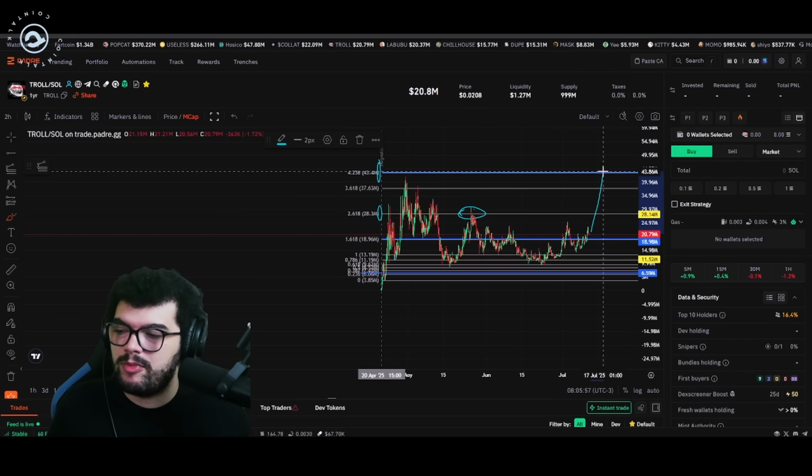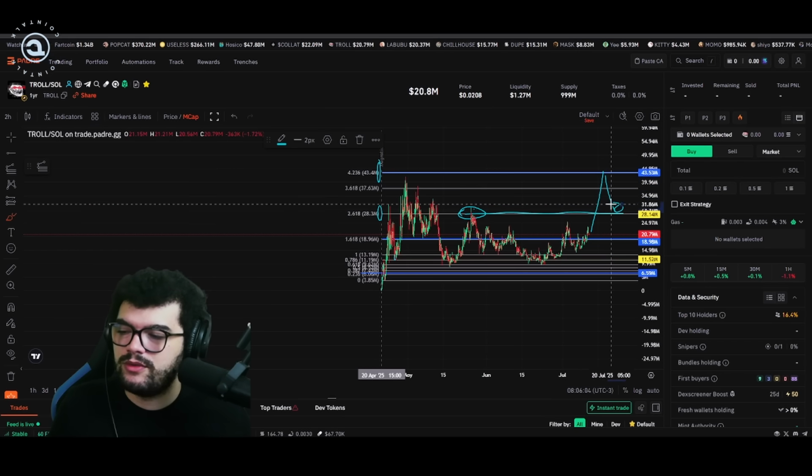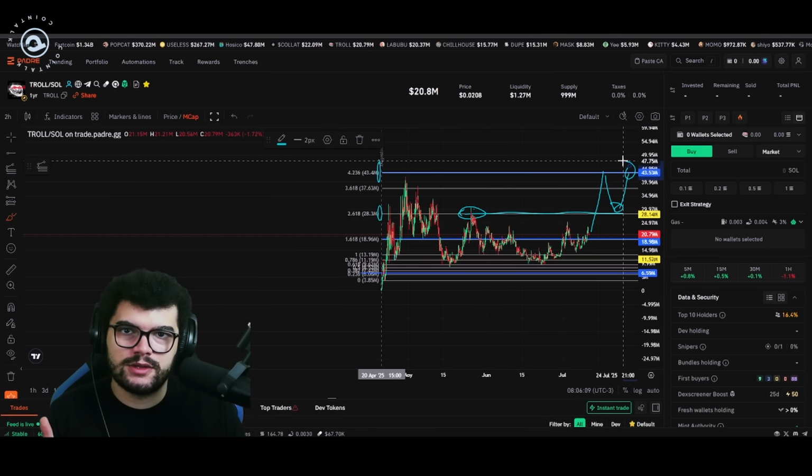Let's say we get a pump to the 4.2, you sell. Where do you want to enter? Right here. Maybe this is the perfect entry. Then you re-enter and then you can resell. So you can keep using these lines as resistance and support lines.